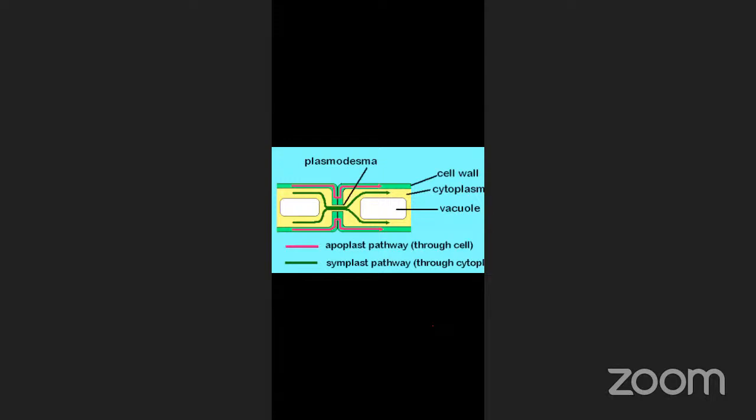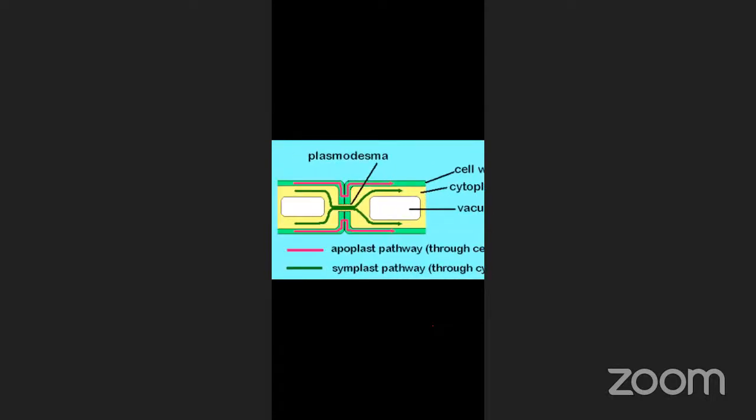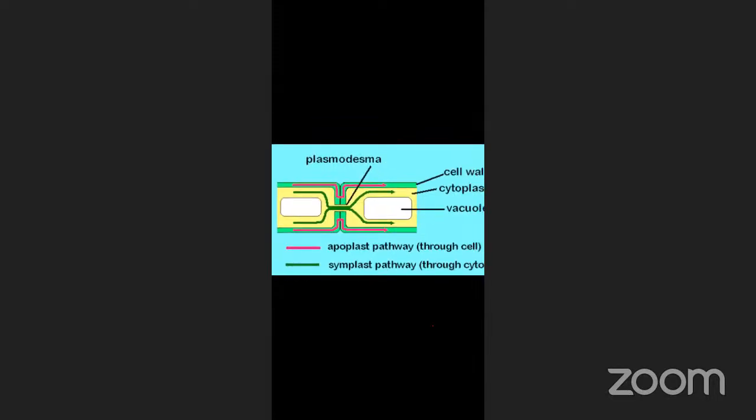First, let's discuss apoplast movement. The apoplast is the system of adjacent cell walls. In movement through the apoplast, the water moves through the cell walls. That is continuous throughout the plant, except at the Casparian strip. The Casparian strip is part of the endodermis. I will show you later where the Casparian strip is.